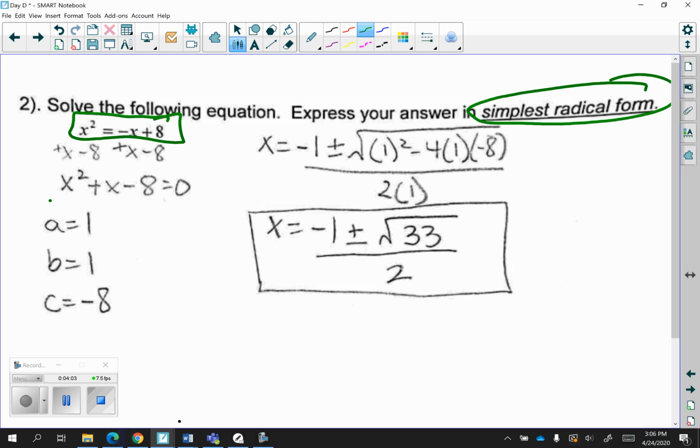Remember, this is in general form of a quadratic equation. Now I look at the coefficients. So a is going to be 1, b is going to be positive 1 as well, and c is negative 8. I then substitute those three values into the quadratic formula, and I'm left with x is equal to negative 1 plus or minus radical 33 divided by 2. I cannot simplify radical 33, so it stays. Take a look at question 3 and pause the video.